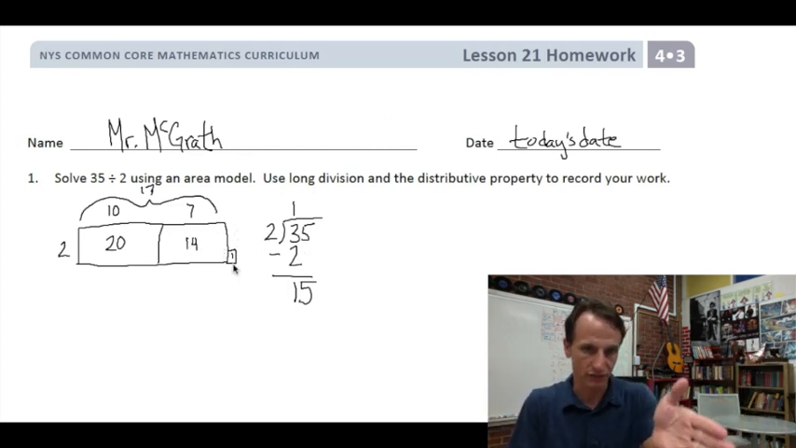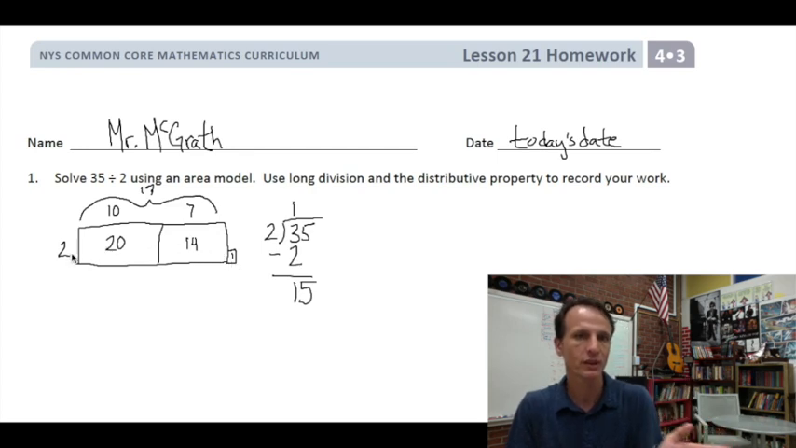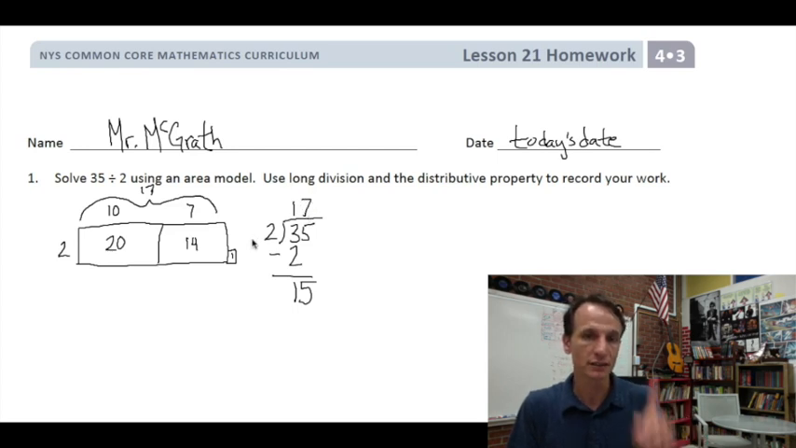And here are the 15, 14 and 1, right? So how many 2's in 15? Well, we already know there are 7 because 7 times 2 is 14. I'm subtracting that because I just handed out 14 donuts, 7 donuts to each of those 2 people.